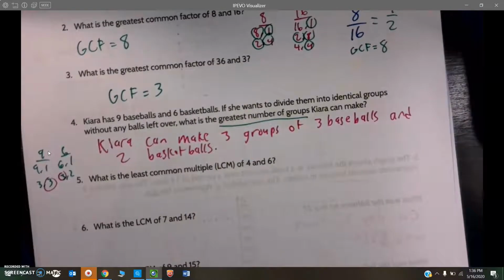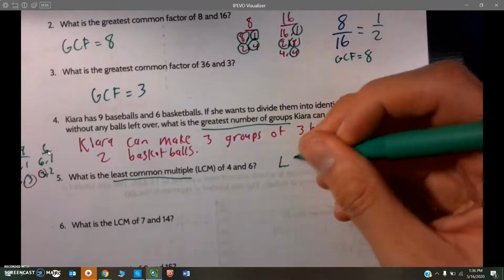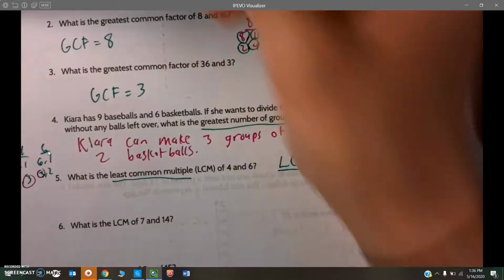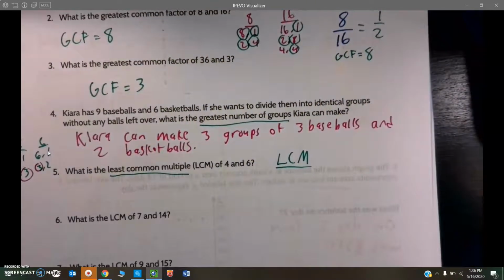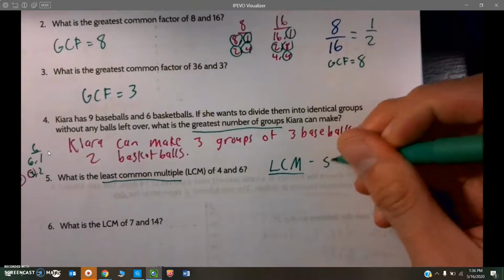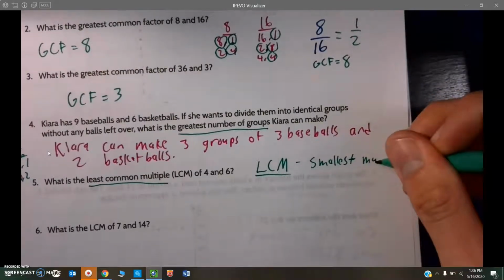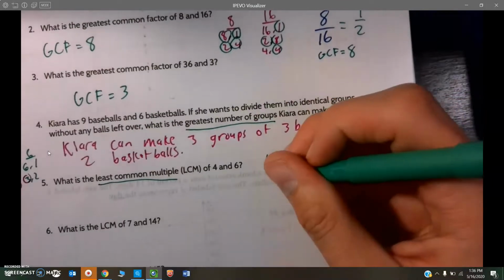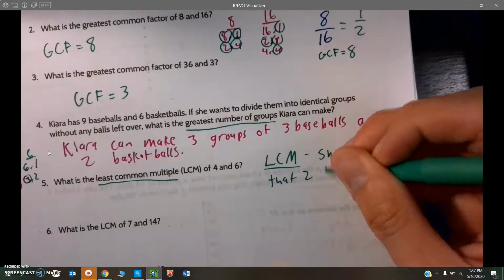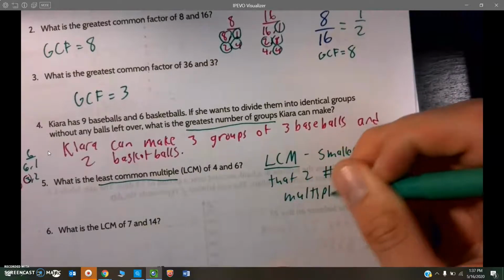All right, now for the LCM, or least common multiple. So the LCM is kind of like the opposite of the GCF. So you see the word multiple, so you know that we're talking about multiplying here. And you see least, okay? So that is the smallest multiple that 2 numbers can multiply to.